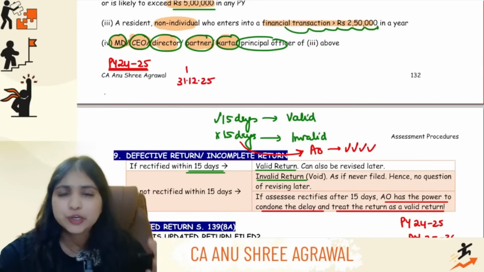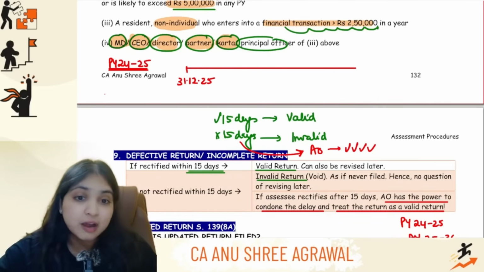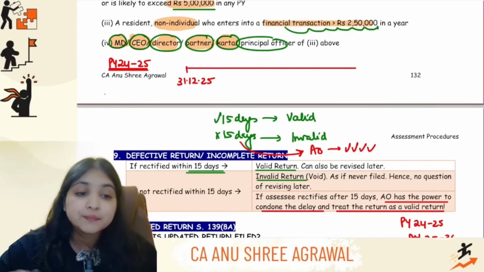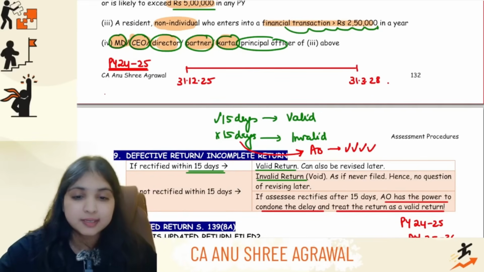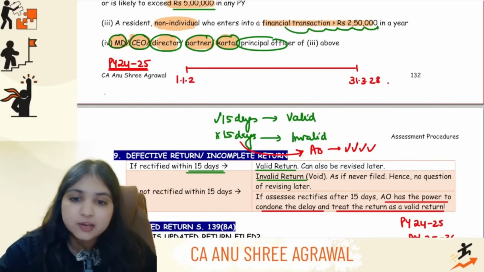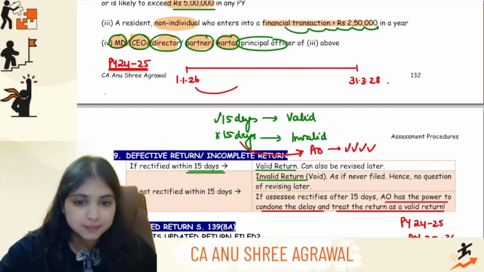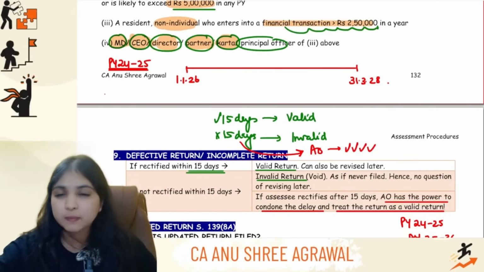Even till then you did not file the return. You want to file the return after this. So your only option is updated return. You can file updated return till when? Till 31st March 2028, right guys? So in this period, after 31st December 25, which means 1st January 2026 onwards till 31st March 28, if you want to file the return, the only option is updated return.